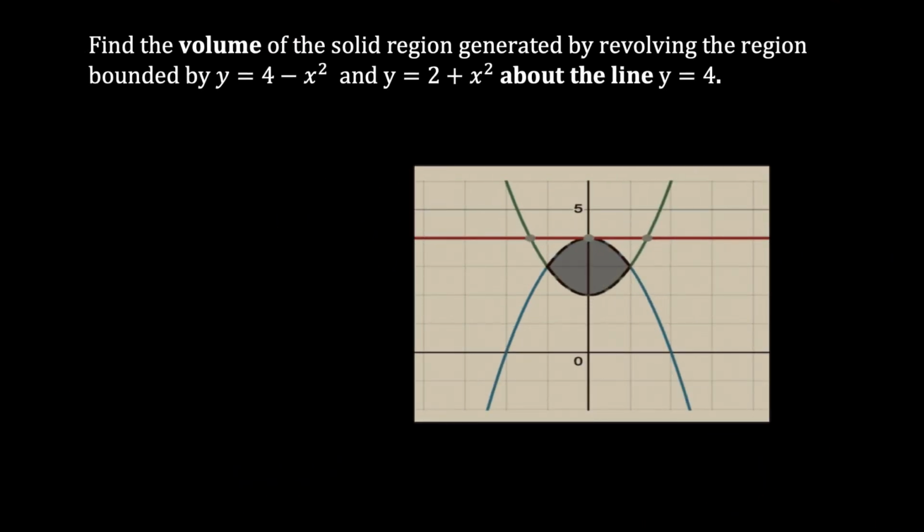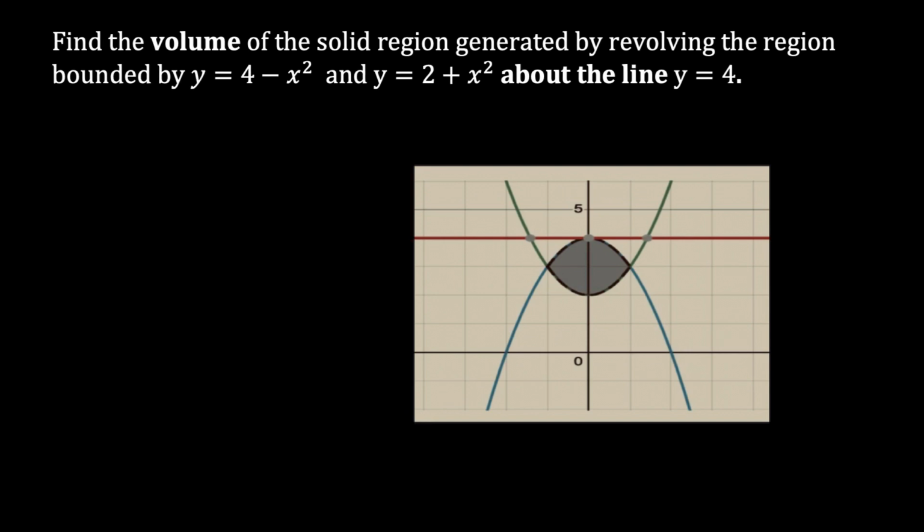Let's do another question. Look at that. Here they are asking you to find the volume of the solid region generated by revolving the region bounded by y equal to 4 minus x squared and y equal to 2 plus x squared about the line y equals to 4. As you may see from the graph, this is the graph representing 4 minus x squared, and this one representing 2 plus x squared, and this is the line y equal to 4.